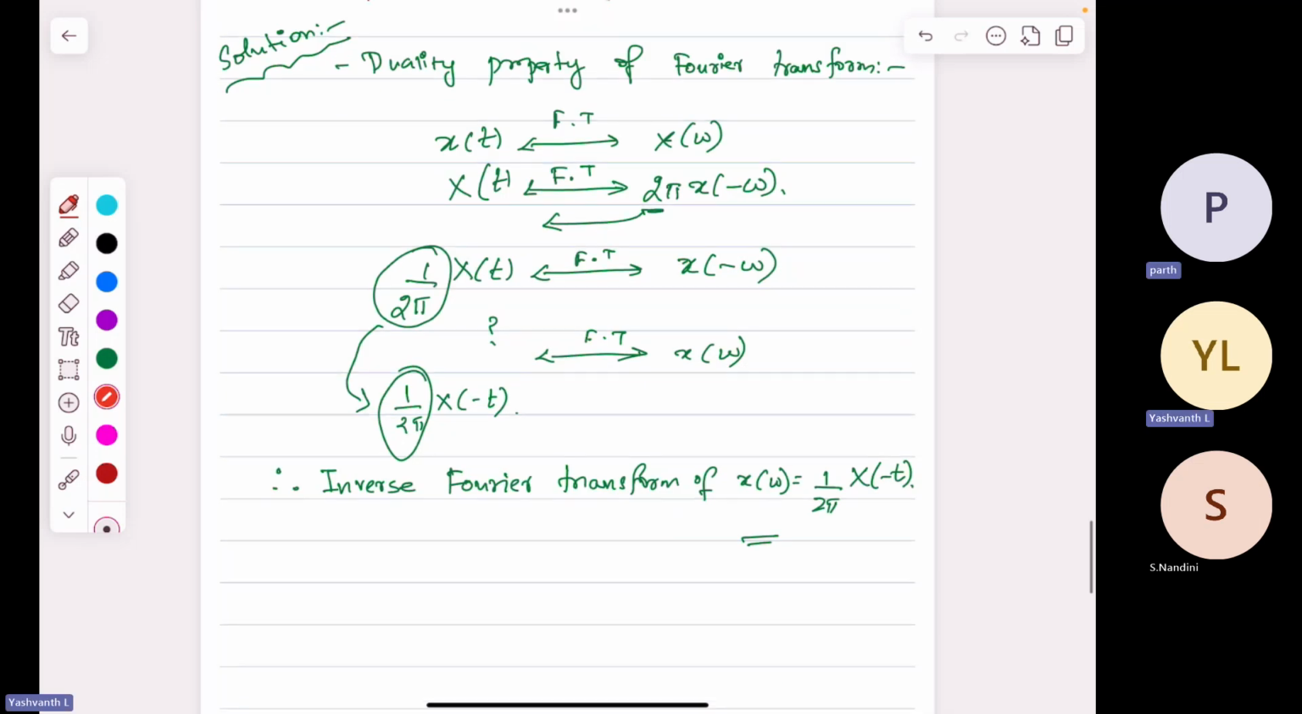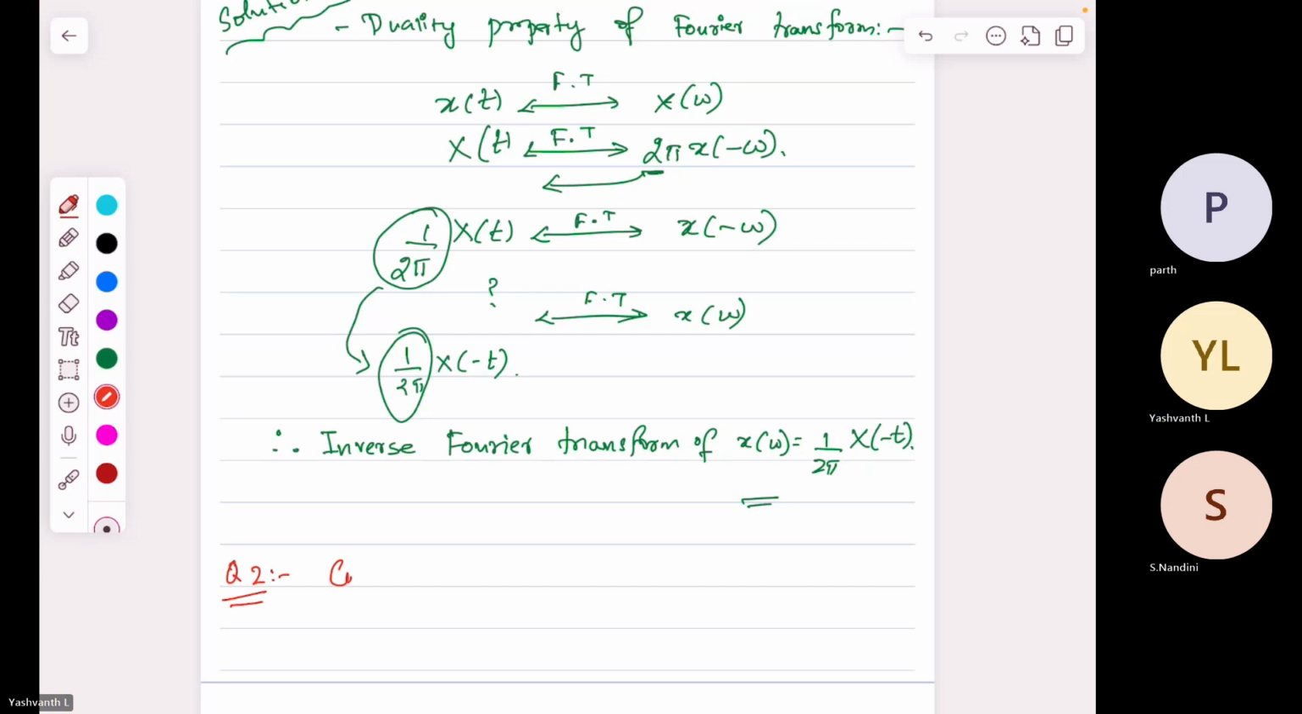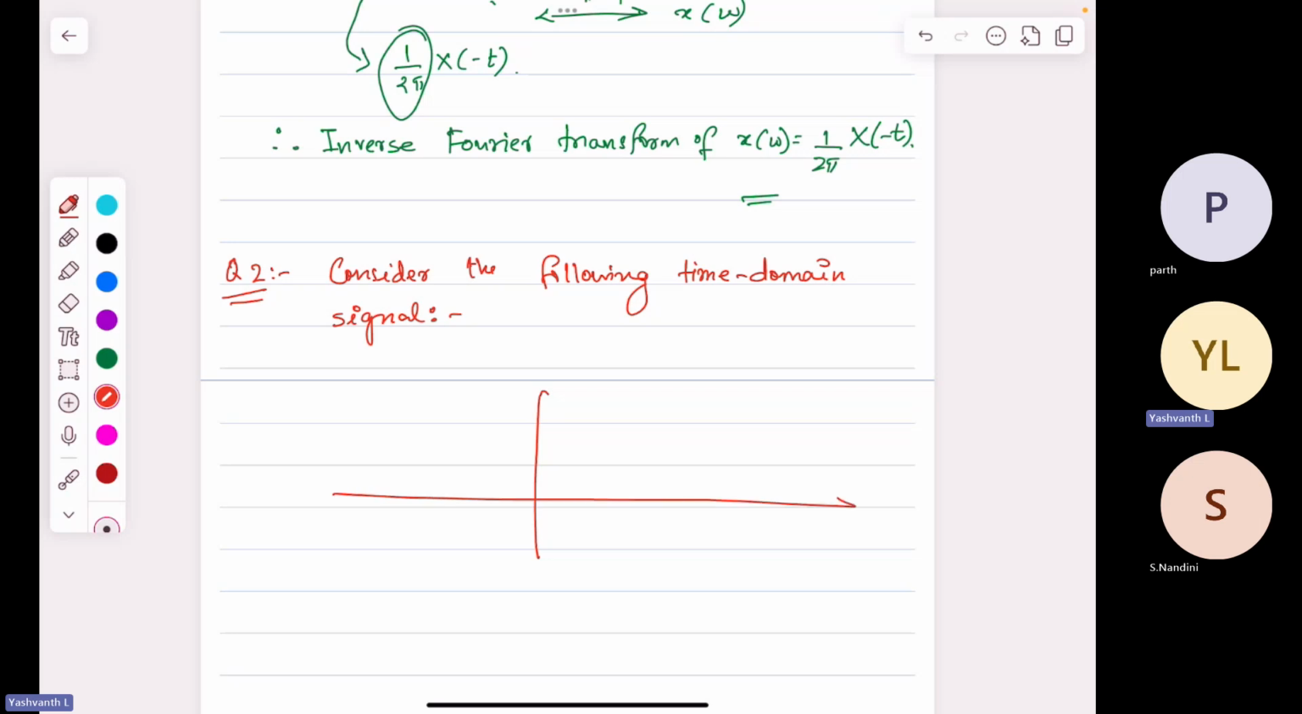Okay, let's continue with the second question. What I'm going to consider is the following time domain signal. Basically, the time domain signal is as follows. This is a function of t and this is x of t. It takes a value 1 for the negative t-axis. It takes a value minus 1 for the positive t-axis. And it takes a value 0 at t equal to 0.